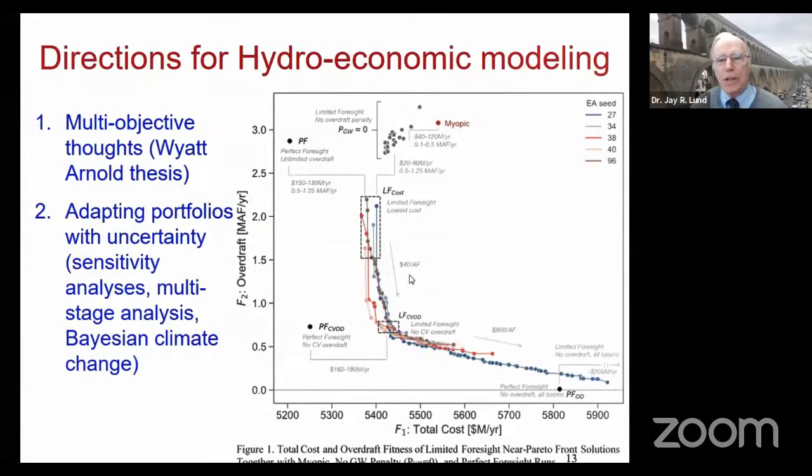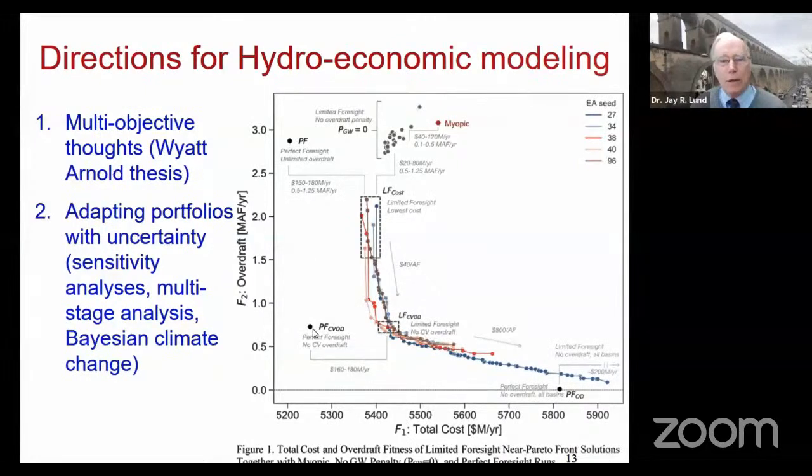And so each of these, this is a whole bunch of thousands of model runs that were done to look at the trade-off between economic benefits and ending groundwater overdraft in the state of California. So you can see where we're a very myopic operation that doesn't really care about the future, has quite a lot of overdraft and quite a lot of cost. And if you optimize from that perfectly, without considering overdraft, you end up with this perfect foresight result.